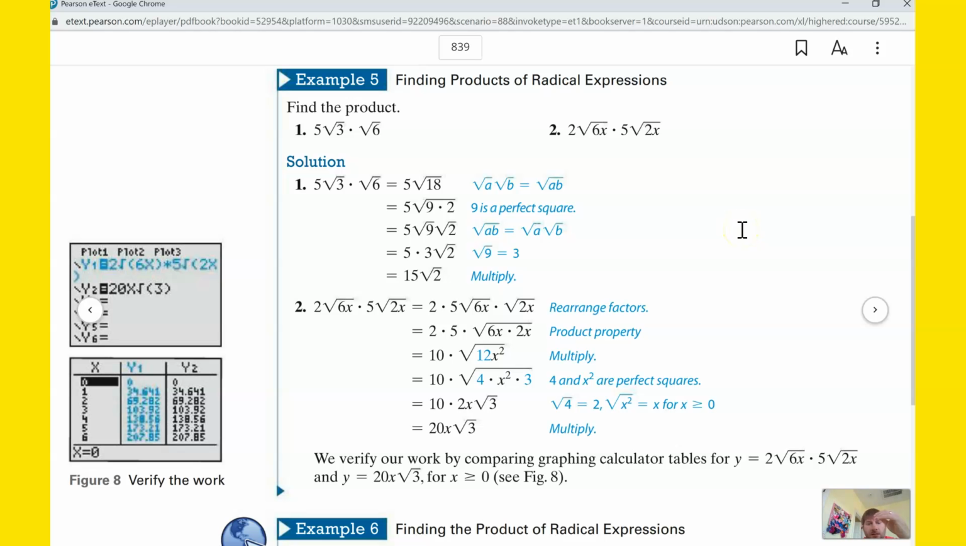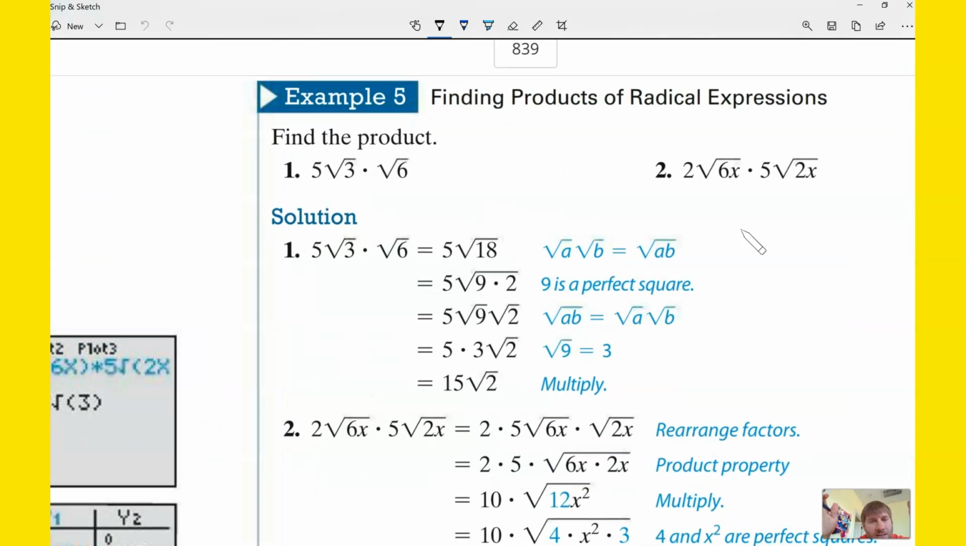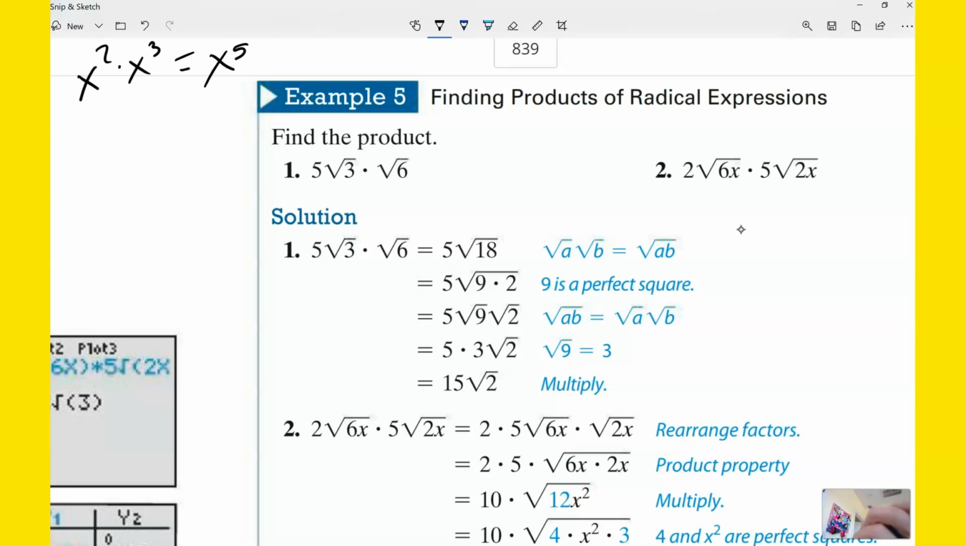All right, the next part of this same section is not about adding and subtracting these radicals, but about multiplying radicals. Okay, so we can multiply radicals even when they're not like radicals. Just like we can multiply x squared times x cubed, even though they're not like terms, you can still multiply them and get x to the 5th. Same thing with the radicals. They don't have to be like radicals to multiply.